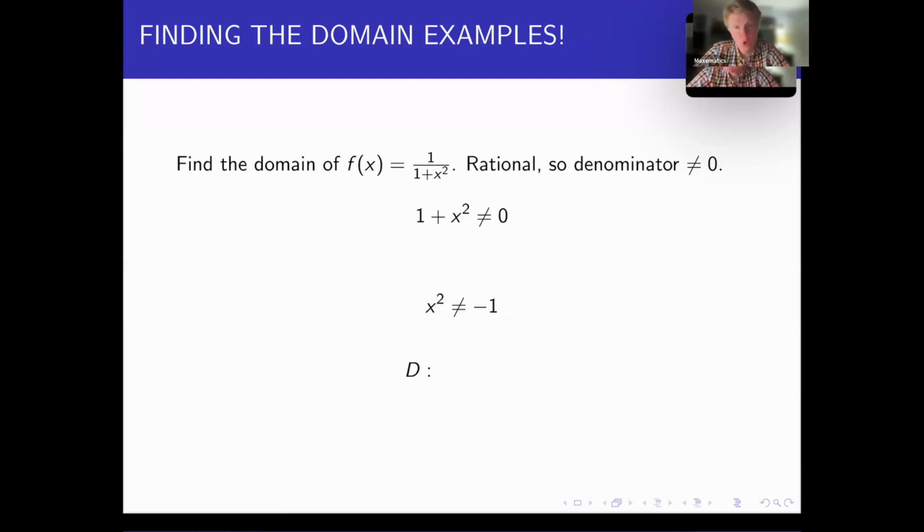So there's no problem values. Every x squared is going to be not equal to -1. You can't square any number and have it be negative. So this is always true.